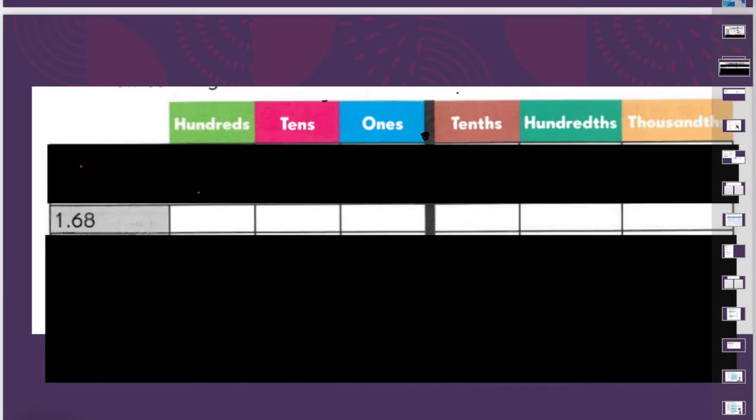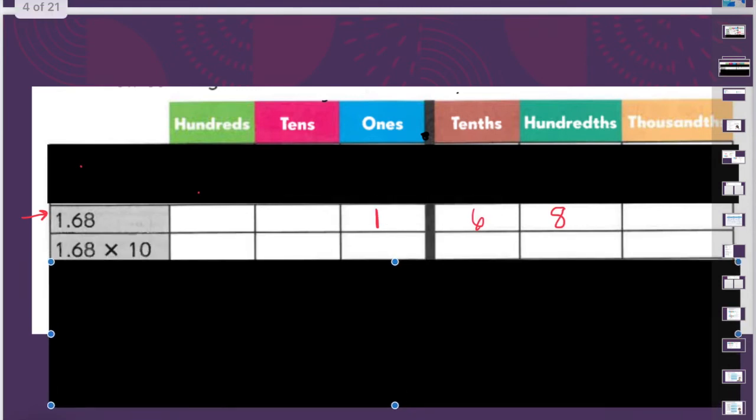Now we just did 16.8. Now let's look to see what would happen if we multiplied 1.68 times 10. 1 and 68 hundredths. So here we have 1, 6 tenths, and 8 hundredths. So knowing what you know about multiplying by 10, think about what's going to happen to the value of each of these digits when we multiply by 10.